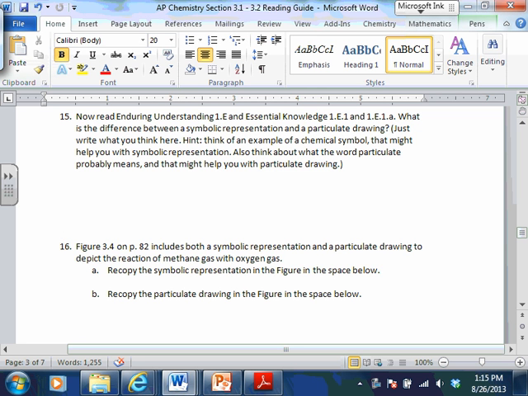Now, here's where we do need to talk. Symbolic representation versus a particulate drawing, okay? A symbolic representation is what we just did, okay? Representing with chemical symbols, so CH4, okay? Now, what would a particulate drawing, so this is the symbolic representation, right, CH4. What would a particulate drawing look like for CH4?